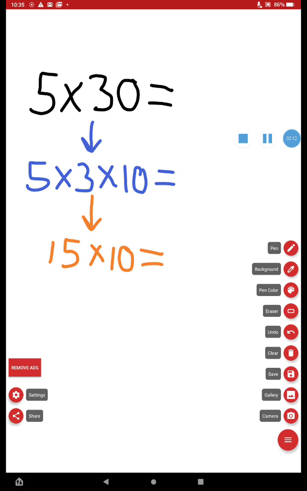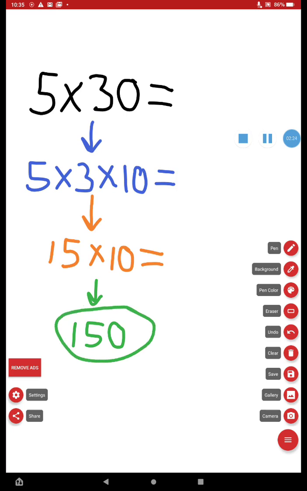All right, this isn't too hard now, because I know, as a basic math fact, that whenever I take anything times 10, I'm simply adding a 0 to the end. 15 becomes 150. All right, so 5 times 30 gets me 150, and I did that by breaking apart the problem, breaking apart 30 into 3 times 10, and then multiplying 5 times 3 first to give me 15, and finally multiplying it by 10 to give me that 150. All right, let's do that one more time.